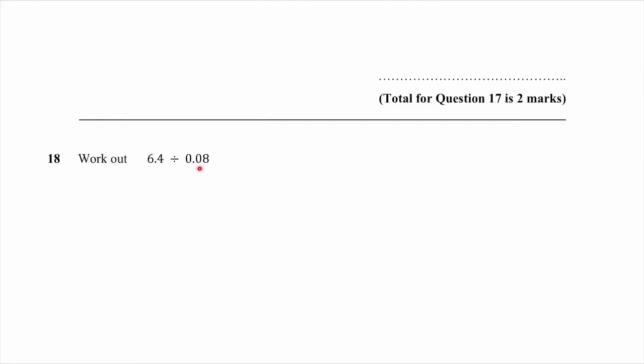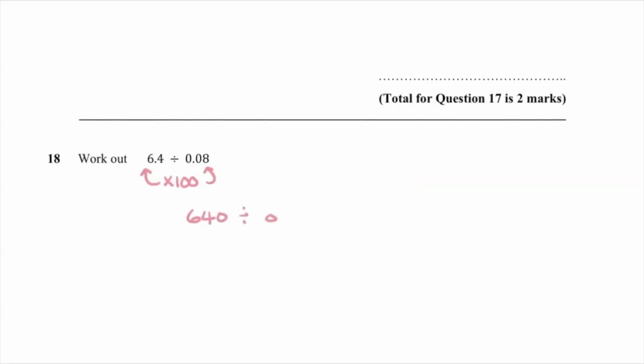For this question, I'm not going to ignore the decimals. I'm going to deal with the fact that they want me to divide by a decimal by getting rid of it by timesing it out. Now, I'm going to need to times by 100 to move that 8 two place values into the units column for 8. But I must also do the same to keep the balance, to keep my equation equivalent. So 6.4 times 100 is 640.